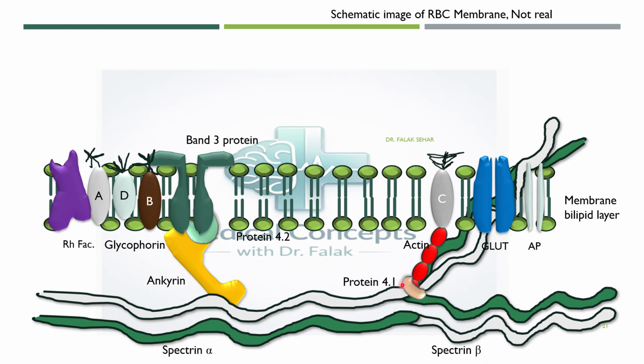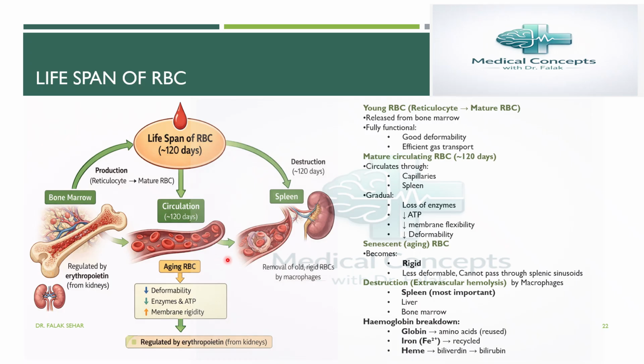In contrast, the horizontal interactions occur within the cytoskeleton itself, mainly between spectrin, actin and protein 4.1. These interactions maintain the internal network and provide flexibility and shape stability. When horizontal interactions are defective, the cytoskeletal network becomes weak, causing the red blood cells to elongate into an elliptical shape, resulting in hereditary elliptocytosis. Now let's understand the lifespan of red blood cells.